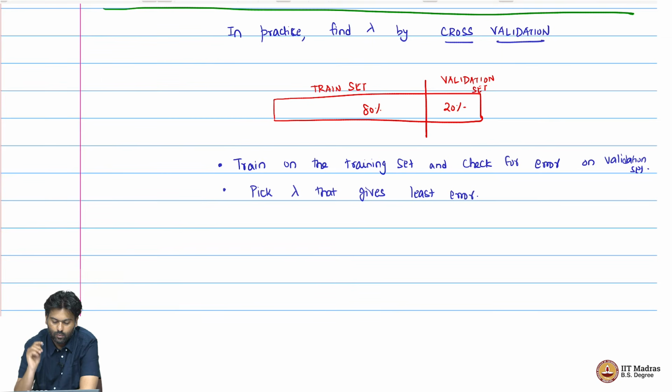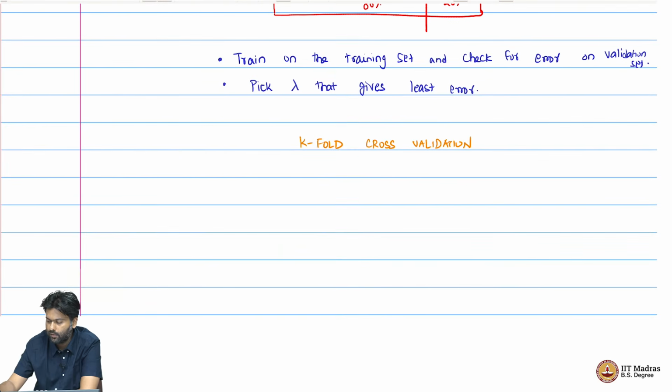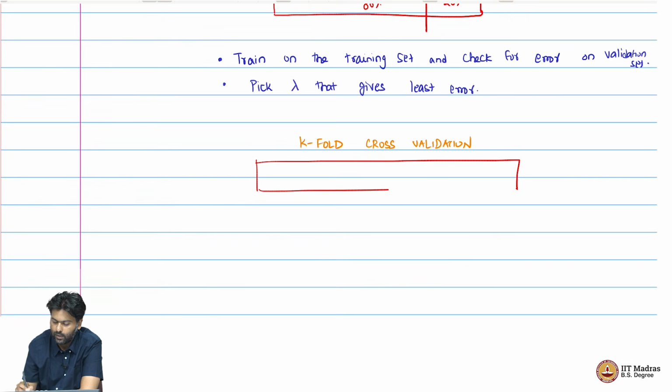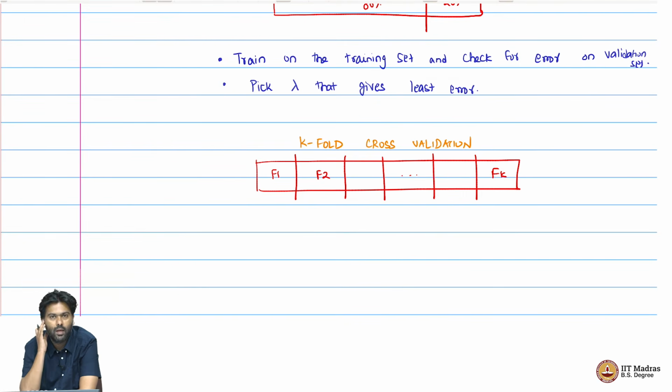So, to avoid this, what people do is what is called k-fold cross validation, which does the following. You do cross validation multiple times. You have your data, you divide it into k parts, k folds. Let us call them fold 1, f1, f2, dot dot dot, fk. You divide your data into k equal parts. If you have 10,000 data points and 10 folds, each fold gets 1000 data points.